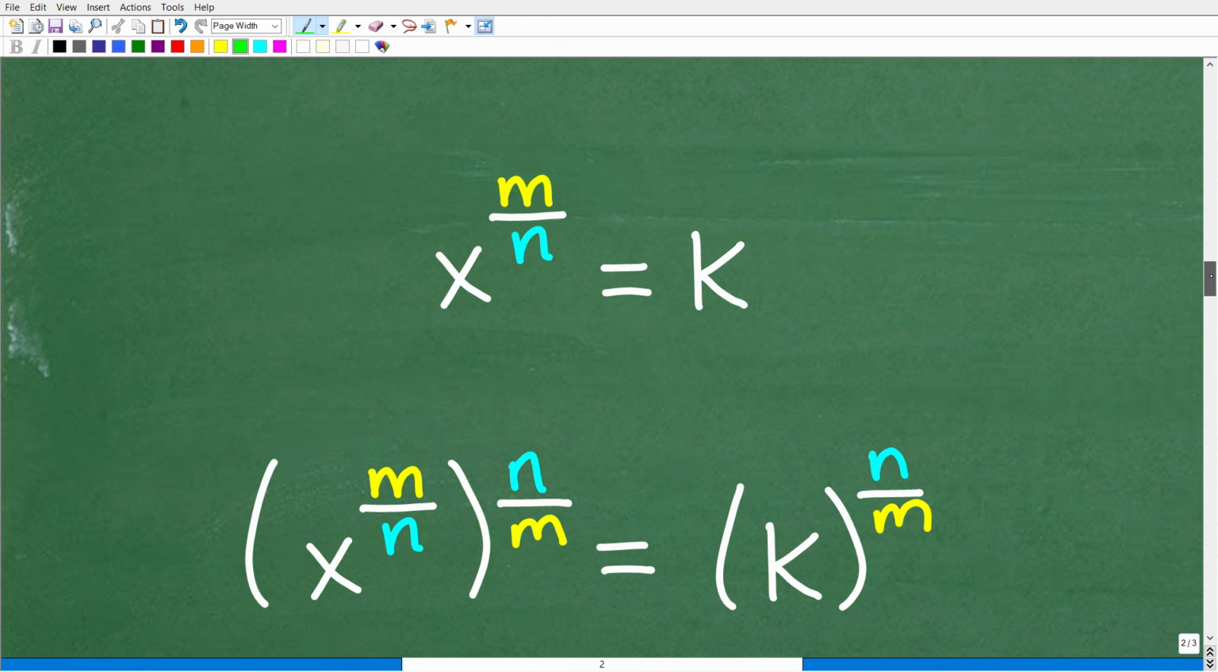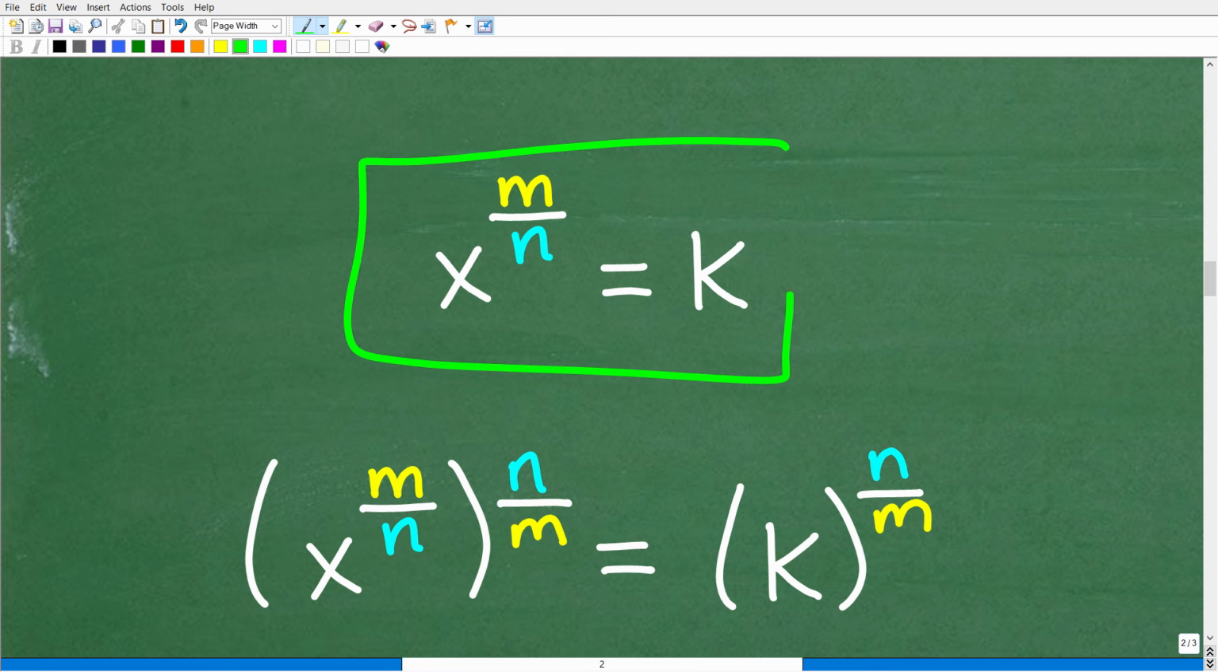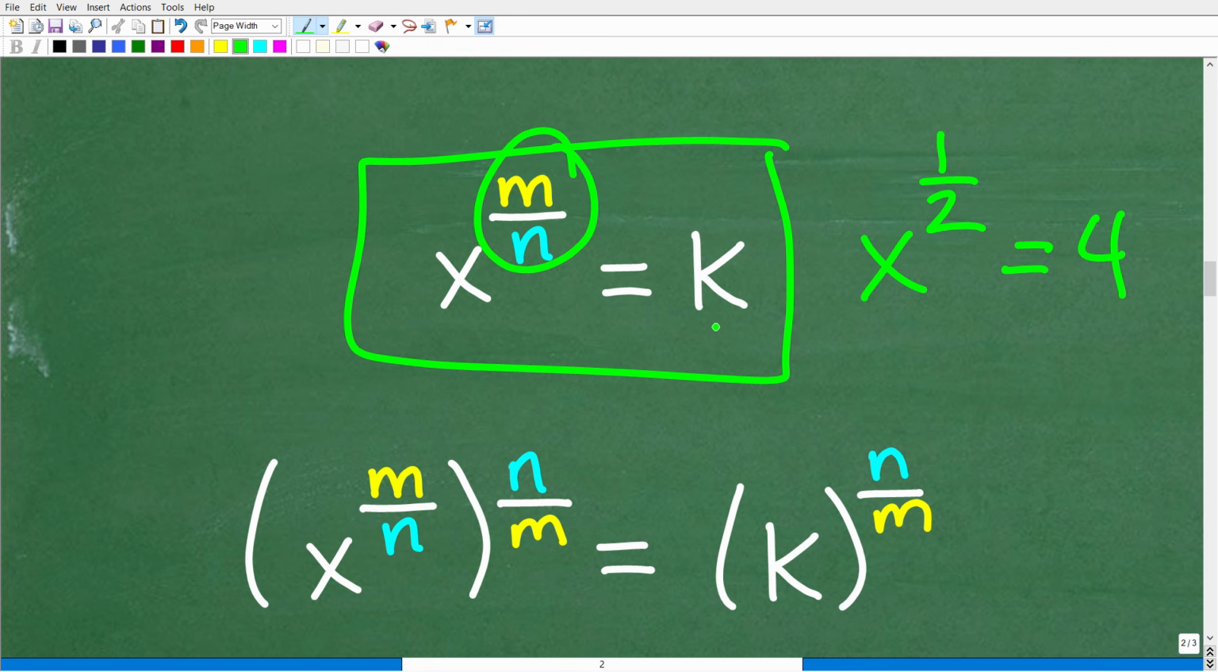Now this, don't let this scare you. This is where we want to get our equation to. This is what it's saying: we have a variable to a rational exponent is equal to a number. This is very much like x to the 1/2 is equal to 4. Actually, let me write this 1/2 a little bit better, 1 over 2, this way. So this is saying you have some variable x to some rational exponent is equal to a number. So for example, x to the 1/2 is equal to 4, where k is our 4 and 1/2 is our m over n.